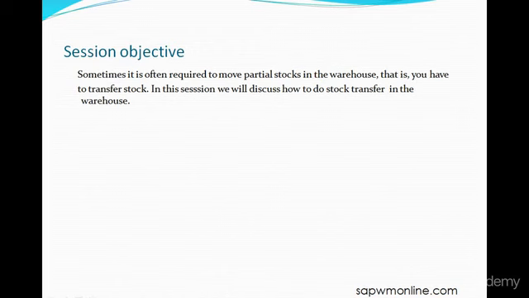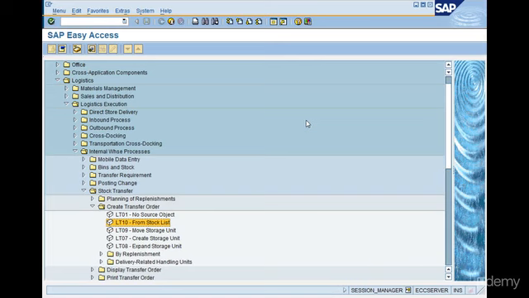Sometimes you may have a process that you want to move the material in Q stock to any other storage type or in any other bin than the original bin. So there would be a need to move the stocks from bin to bin, and in this session we are going to see what is the process and how do we move stocks from bin to bin in the warehouse.